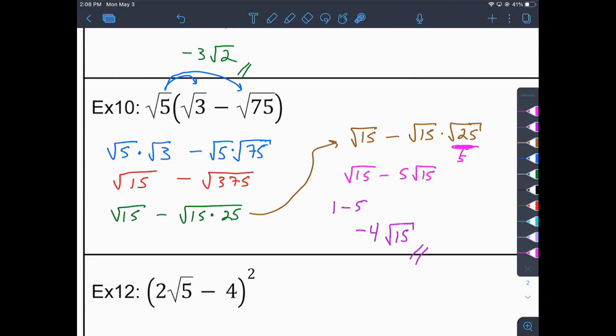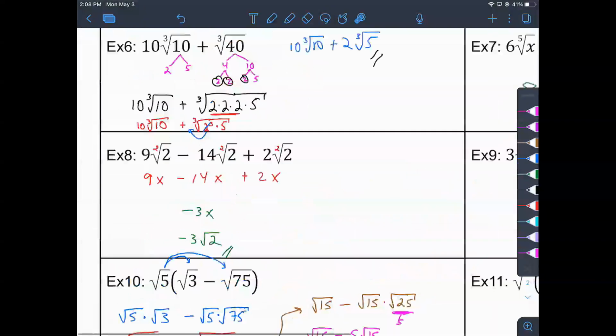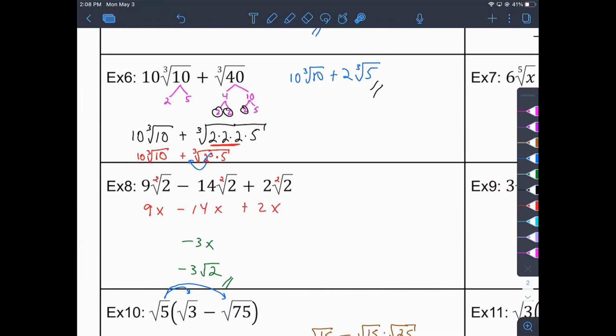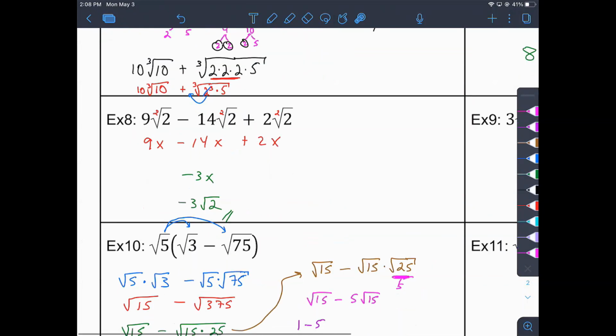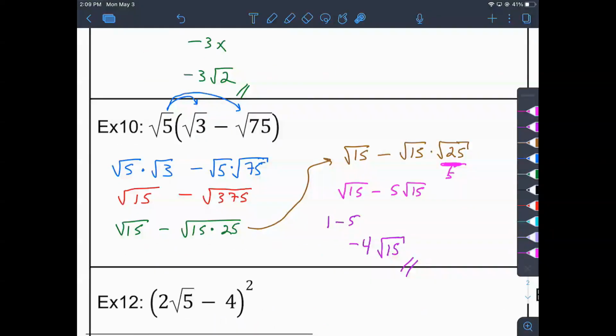So don't forget that after you distribute, or maybe even before you distribute, you might need to simplify it to see if it'll actually combine. All right, there you go. That is how you add and subtract roots. That finishes out 9.1.